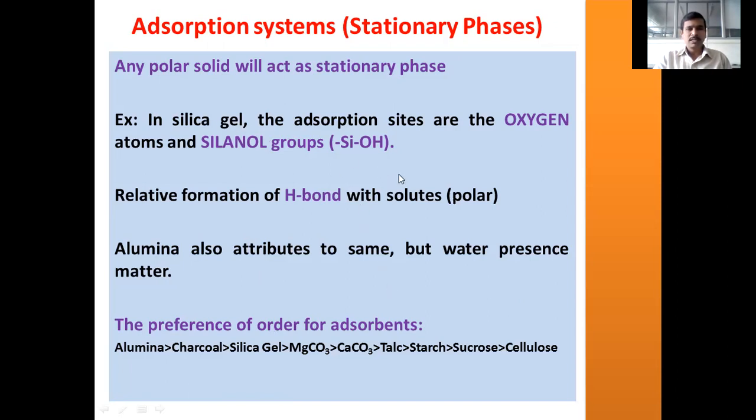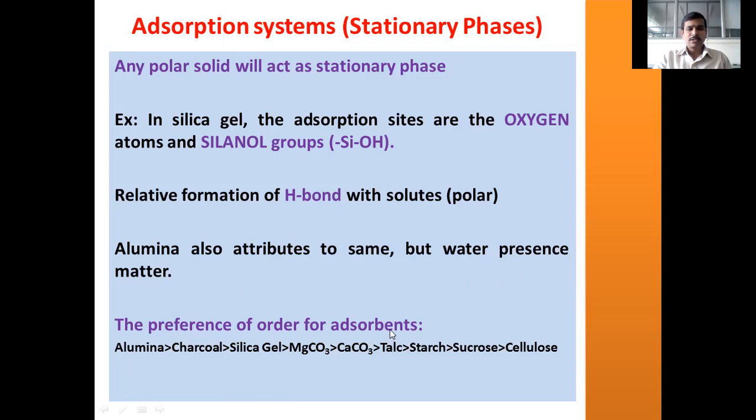So if you consider silica gel, the silanol groups will become responsible to initiate the hydrogen bonding with solutes which are more polar in nature. So more polar solutes will be eluted last. Non-polar solutes will be eluted first, and intermediately polar solutes will be eluted in between non-polar and polar solutes. The same scenario can be seen when we use alumina also. Alumina will attribute the same polarity as silica. But if water is present, the polarity will be altered.